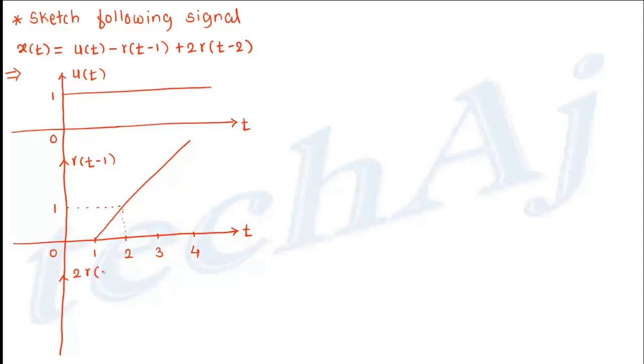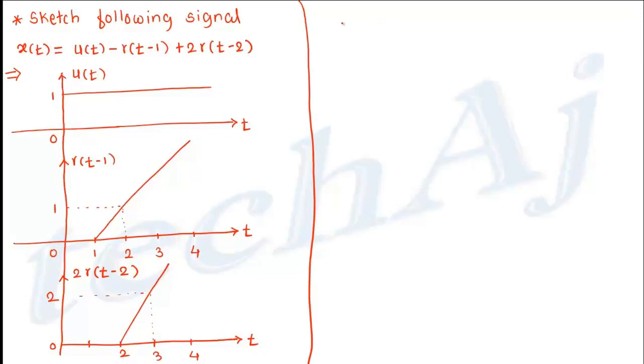Similarly, 2 r of t minus 2. So r of t minus 2 is nothing but a ramp delayed by a factor of 2. So this signal will start from 2 and it will have the amplitude of 2 at t equal to 3. That means for a single change in t, the amplitude will change by 2. Let's prepare the table for sample values of t.